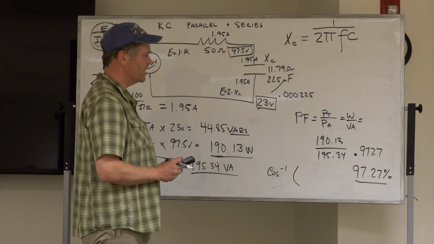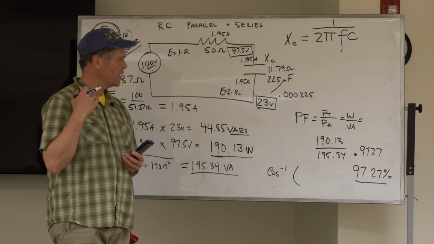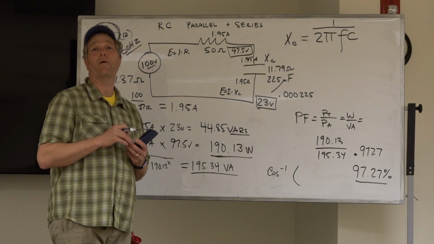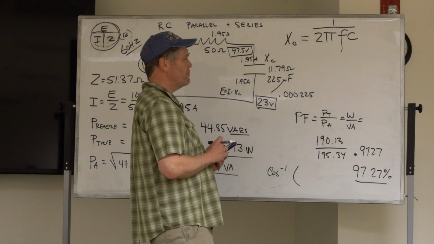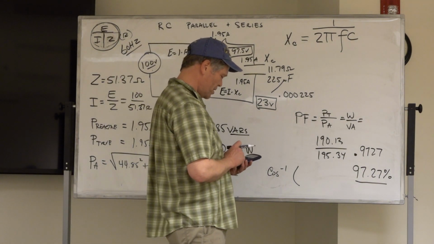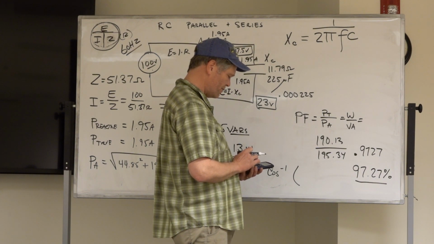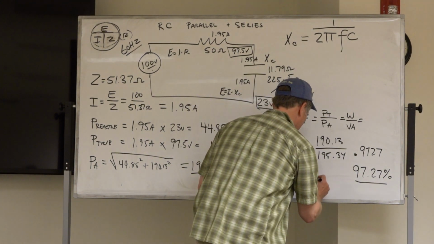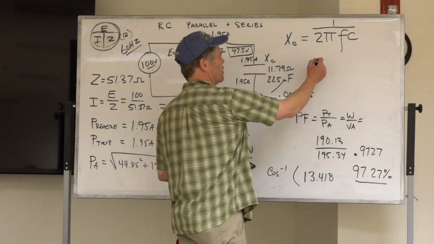What it's giving us is the angle between the hypotenuse, the apparent power, and the true power. So it's that angle, because that's the angle that is the same as the lead and the lag when we put it on our sine wave. So cos negative 1 of 0.9727 equals 13.418.